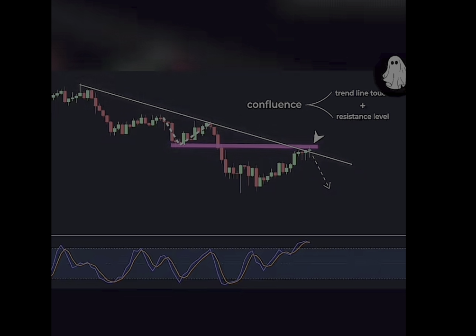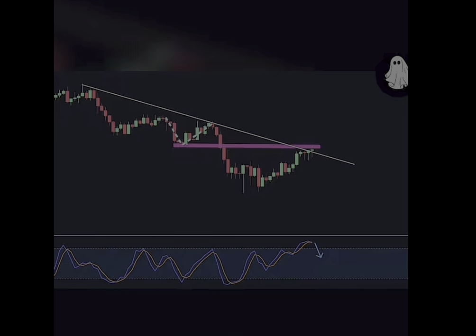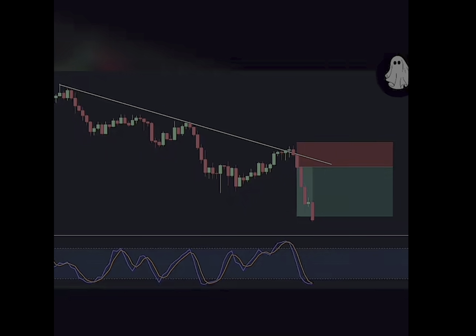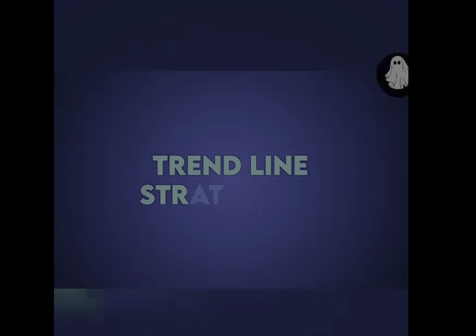For the final entry confirmation, we wait for the stochastic to close inside the overbought level. Once that happens, we take a short position. Next, we can place a stop loss slightly above the swing high, and the take profit at 2 times the size of our stop loss. And as you can see, price dropped perfectly and hits our take profit. Now, there's actually another trend line strategy that I use, so let's move on to strategy number 2.